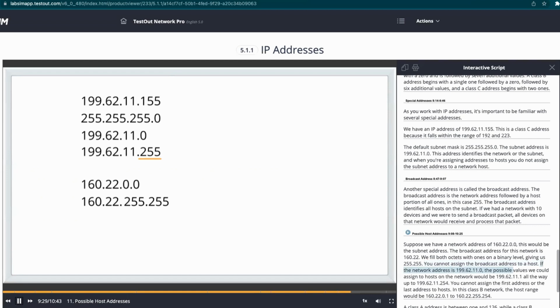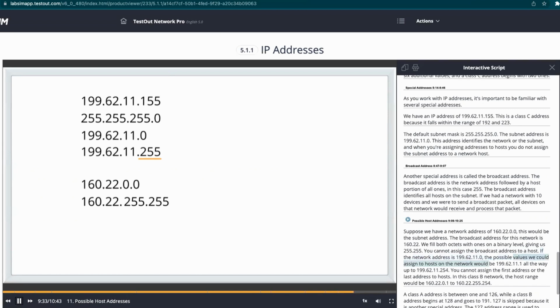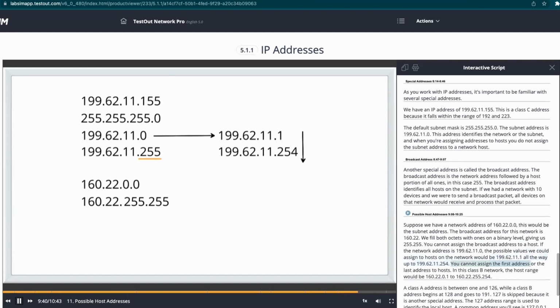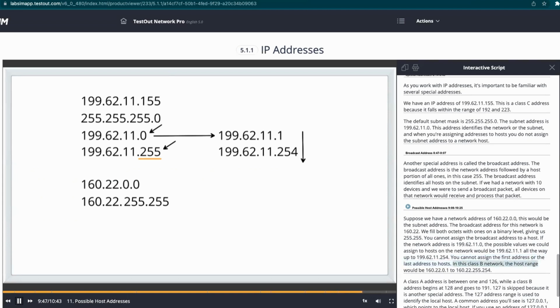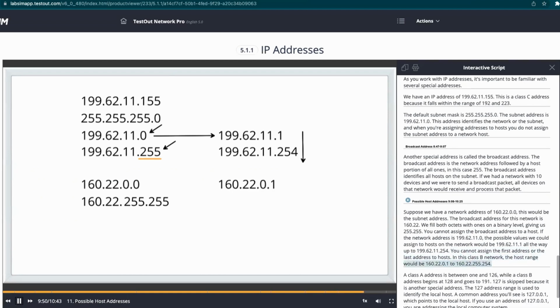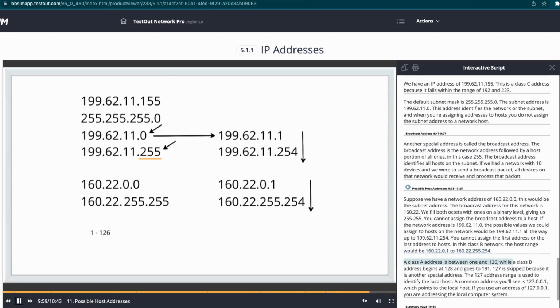If the network address is 199.62.11.0, the possible values we could assign to hosts on the network would be 199.62.11.1 all the way up to 199.62.11.254. You cannot assign the first address or the last address to hosts. In this Class B network, the host range would be 160.22.0.1 to 160.22.255.254.